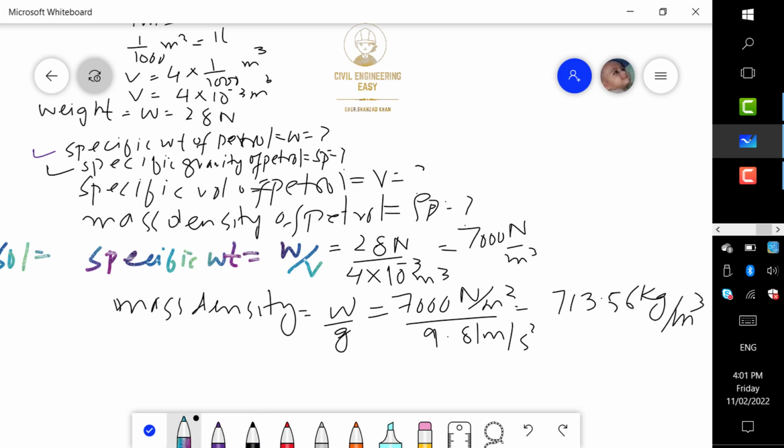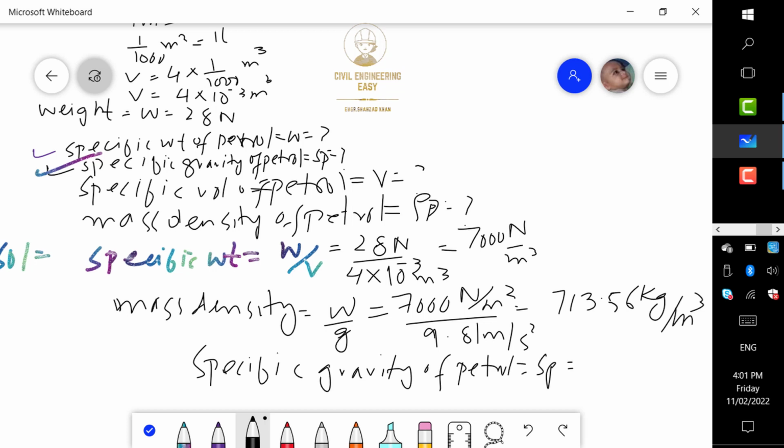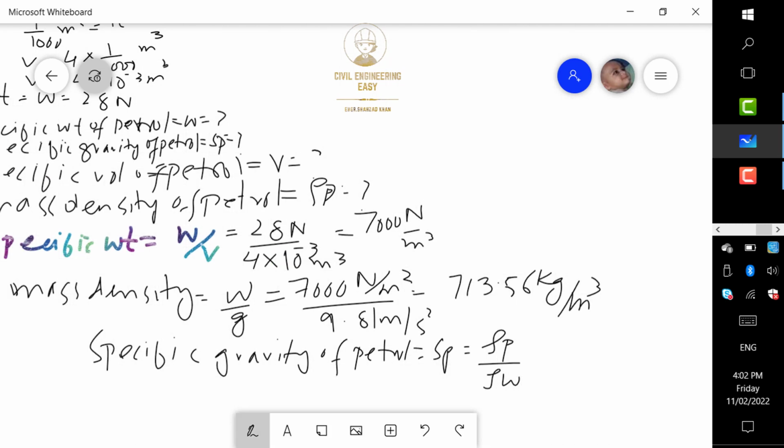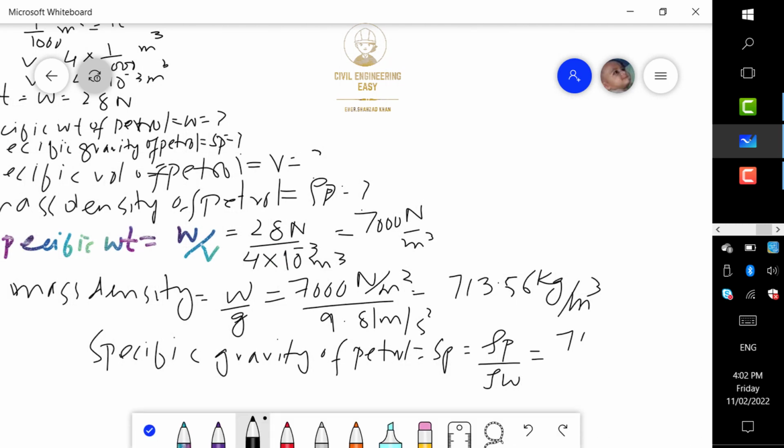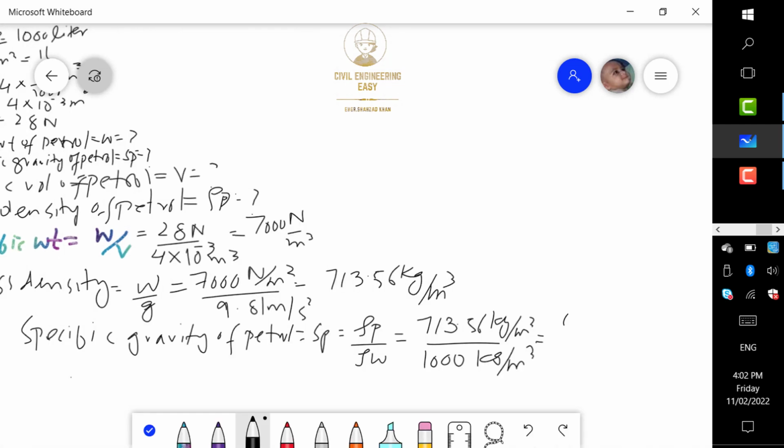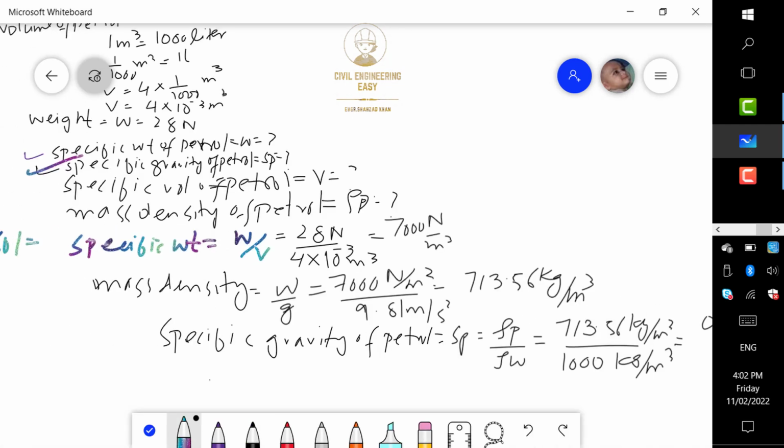Now we are in a position to find out the specific gravity of petrol. The specific gravity of petrol will be equal to the mass density of petrol divided by the density of water. The mass density of petrol is 713.56 kg per cubic meter, divided by the density of water, which is constant, that is 1000 kg per cubic meter. The specific gravity of petrol will be equal to 0.71356.